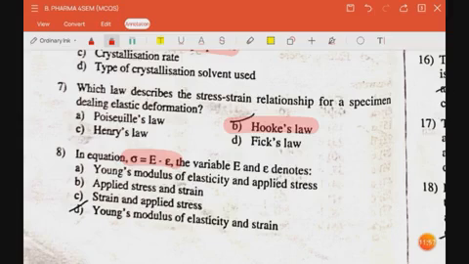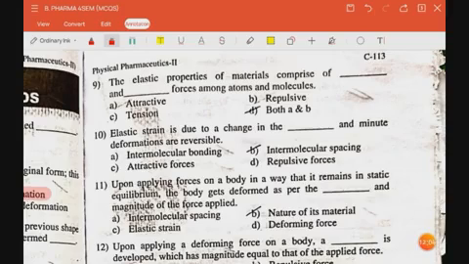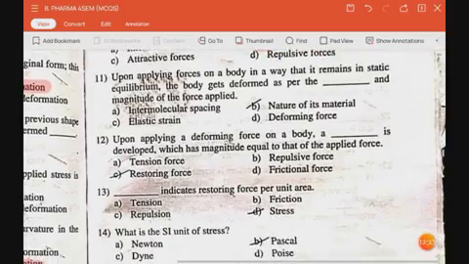The next question is in the equation, variable E denotes Young's modulus of elasticity and strain. Properties of material comprise dash and dash forces among atoms and molecules. The answer is attractive and repulsive, so both A and B. The next question is elastic strain is due to a change in the dash and minute deformations are reversible. The answer is intermolecular spacing.